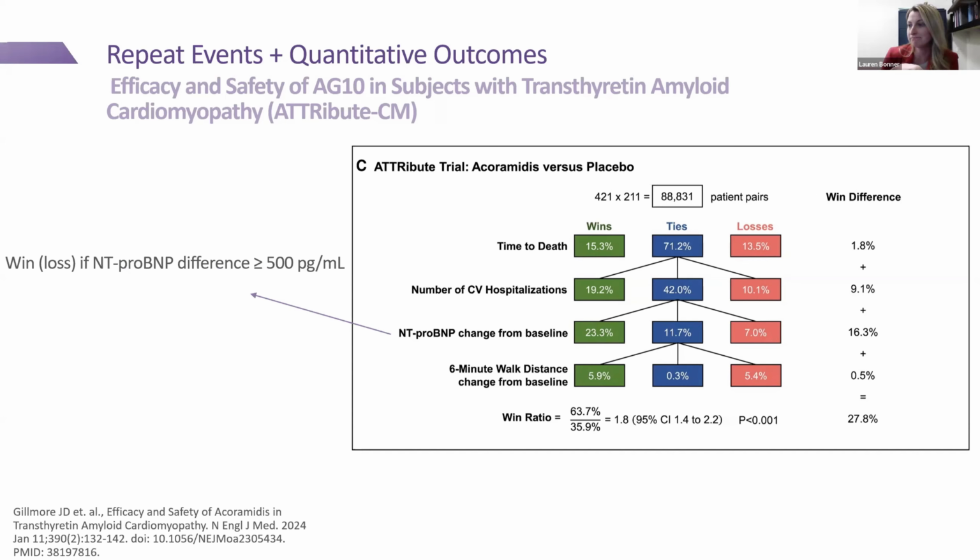to the next outcome. The last outcome in their algorithm was the 6-minute walk distance. And for the win-loss here, there was no margin. It was just determined as a win or a loss if the change was not equal between the control and active participant.